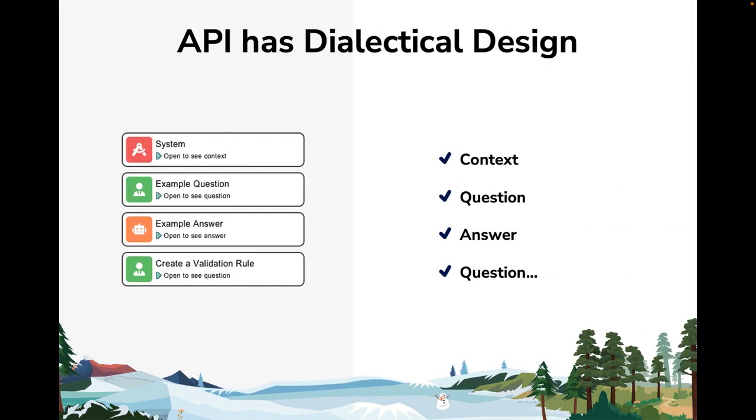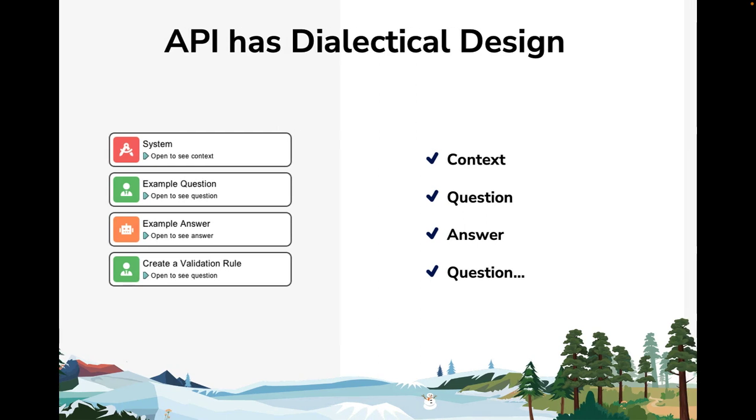The OpenAI API has a dialectical design. There's a system command that sets the context and the steering. Then there's a question-answer pattern. This is a little bit like Socrates, who would pose the great question of the day, and the teacher and the student would go back and forth until they found truth.